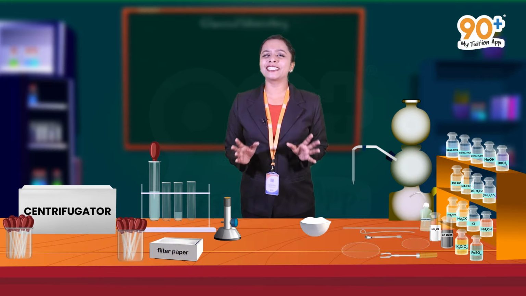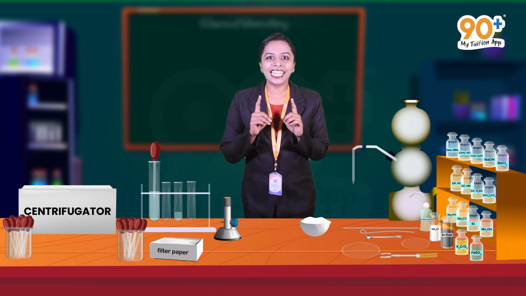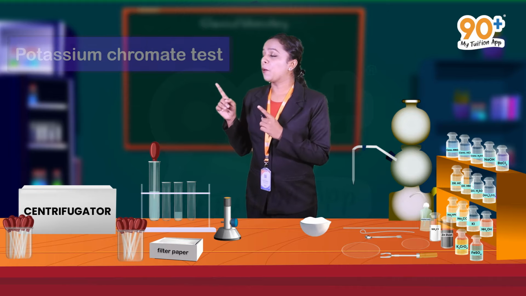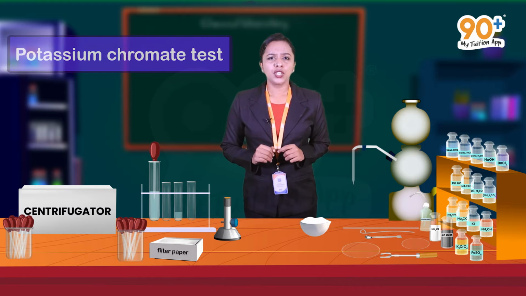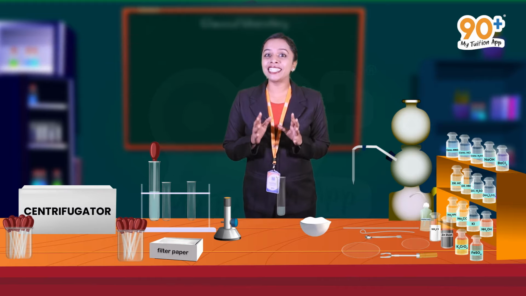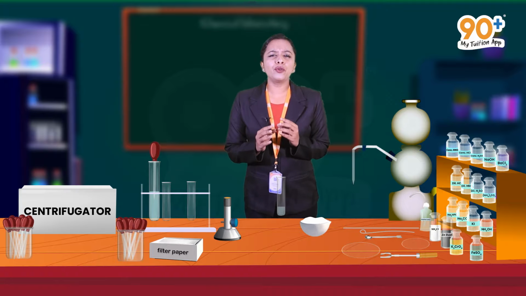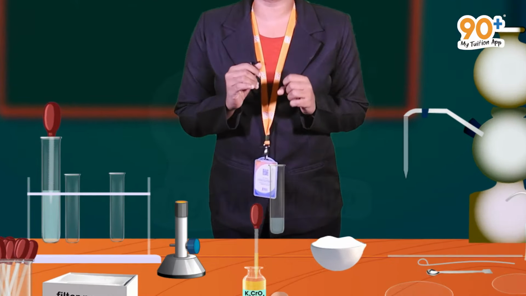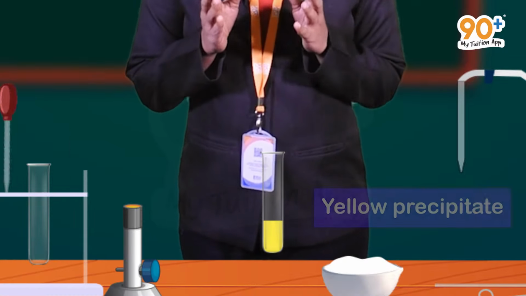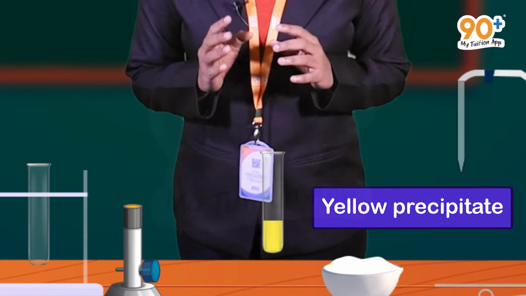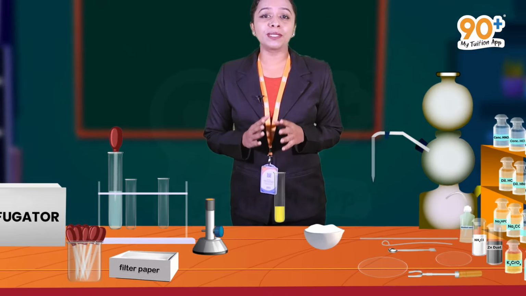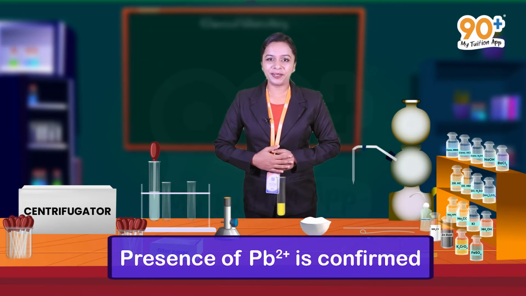Now let's conduct the second confirmatory test for lead ion, that is the potassium chromate test. To conduct this, we will use the second part of the solution. To this solution, add a few drops of potassium chromate solution. As you can see, a yellow precipitate is formed in the test tube. This confirms the presence of lead ion.